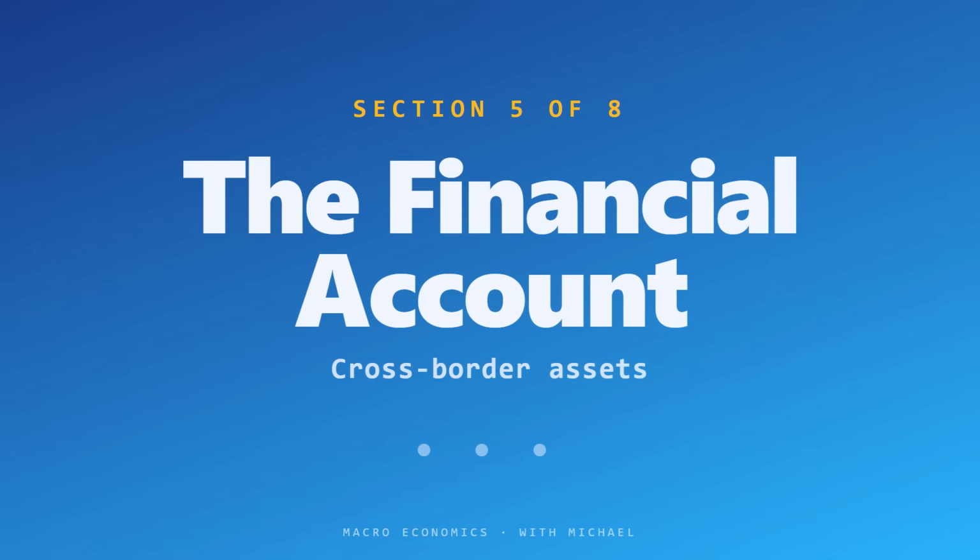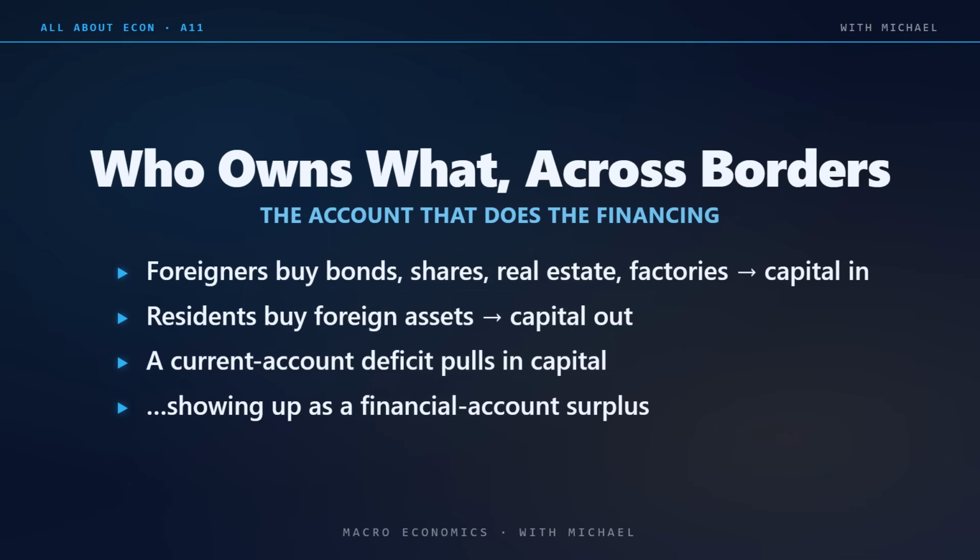While the current account tracks goods, services, and income, the financial account tracks transactions in assets, the buying and selling of ownership across borders. When foreigners buy a country's government bonds, its company shares, its real estate, or build a factory within it, capital flows in. When a country's own residents buy foreign assets, capital flows out.